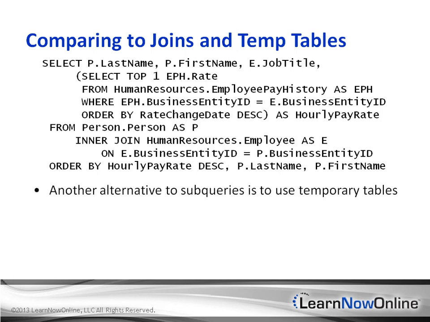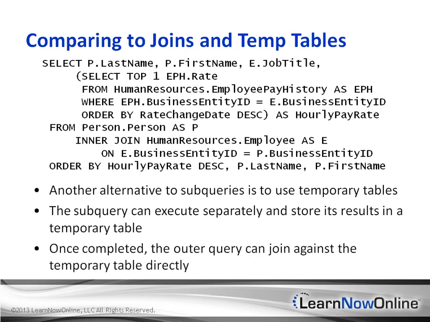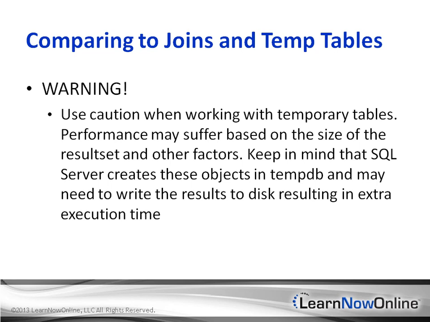Another alternative is to use temporary tables. The subquery listed above can execute separately and store its result in a temporary table. And once completed, the outer query can join against that temporary table directly. But here's a warning. Be careful when working with temporary tables. The performance may suffer based on the size of the result set. You have to keep in mind that SQL Server creates those objects in TempDB, and it may actually need to write those results to disk, depending on the size of TempDB, and that'll result in extra execution time. Let's go ahead and take a look at some examples.